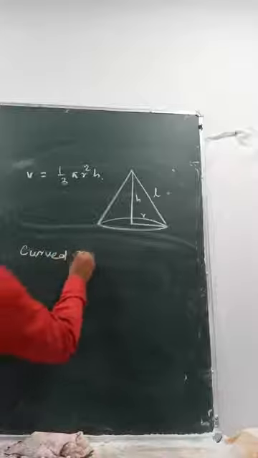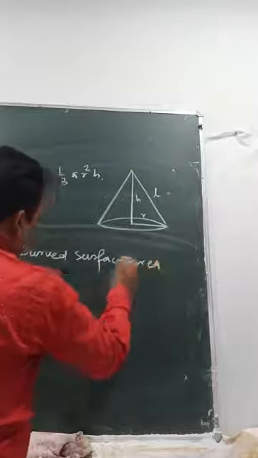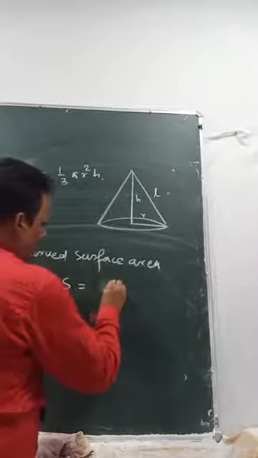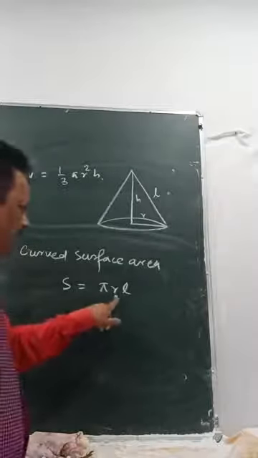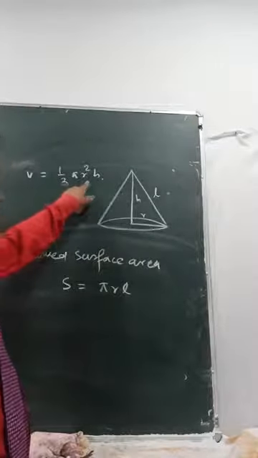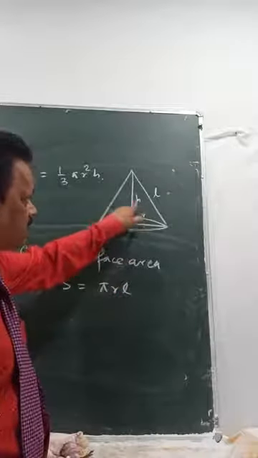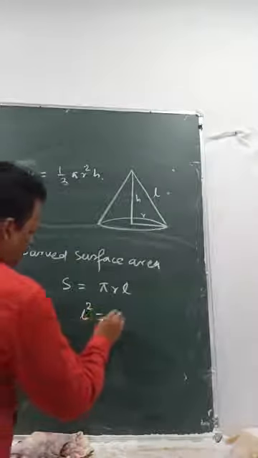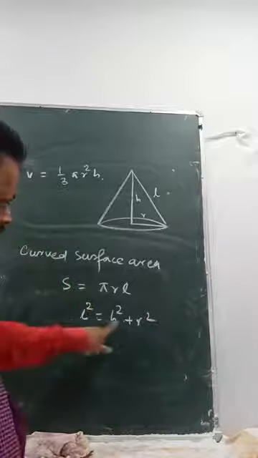Curved surface area, S are taken symbol, pi r l. New thing came up, r and l is variable. There is no l here. That means l का relation h, r में you have to convert. So you look at here, l square equals to h square plus r square, Pythagoras theorem.